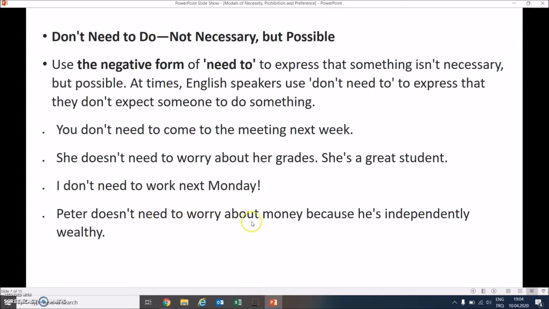Peter doesn't need to worry about money because he's independently wealthy. Independently wealthy means being very rich. I mean, if a person is independently wealthy, this means that he or she does not need financial support from another person or doesn't require income from employment. So he doesn't need to worry. He doesn't have to worry about money. That's why.